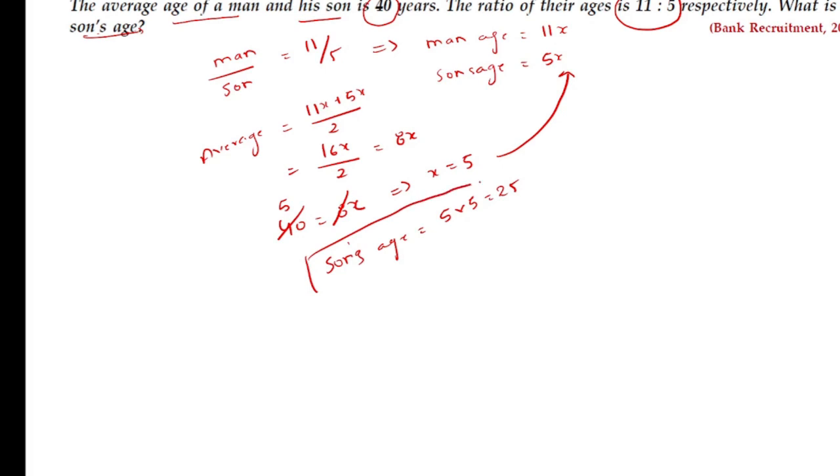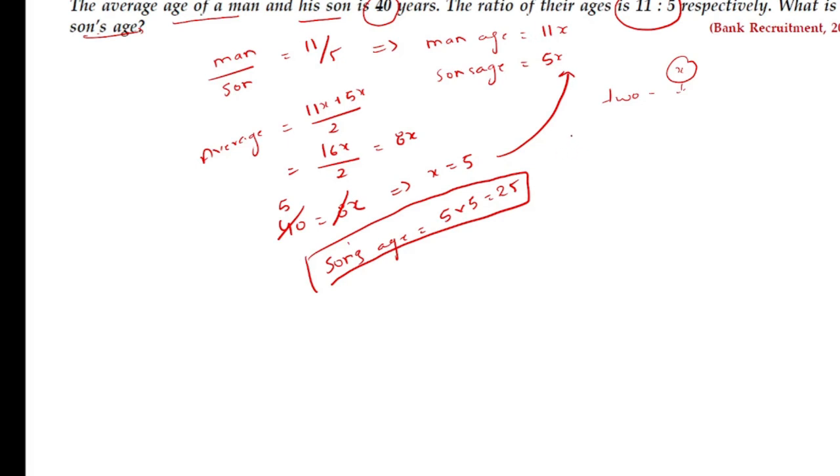Son's age is 25. This is a trick where the ratio of 2 ages or 3 ages is given. Let's assume x is some value and we need to find this x, and multiply with the respective ratio of the person or whatever it might be. So this is how we calculate.